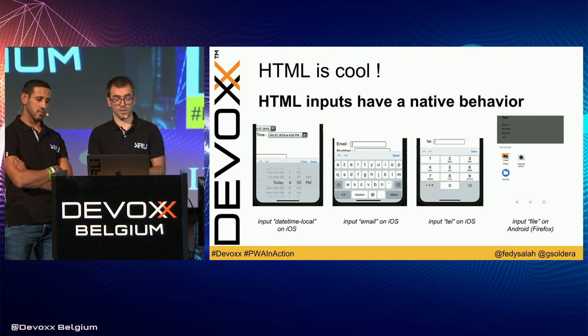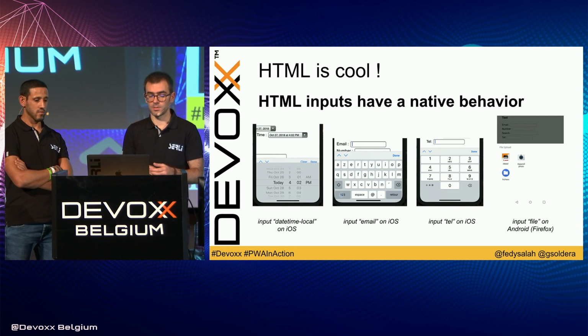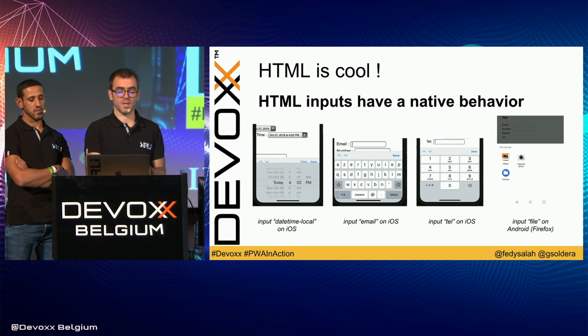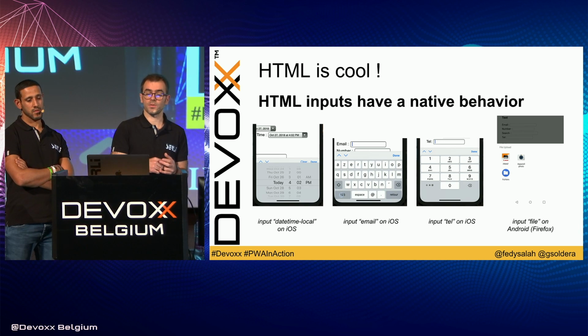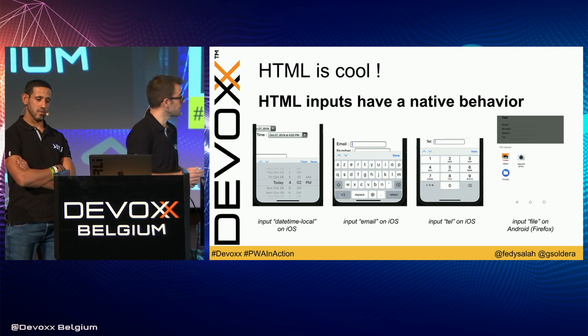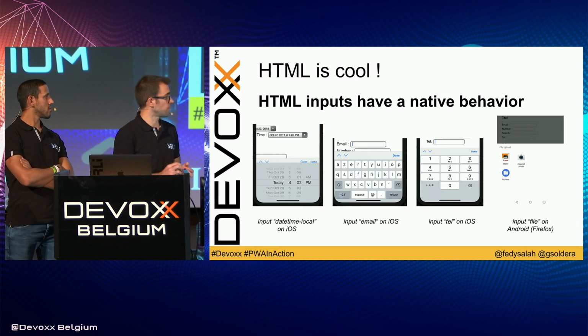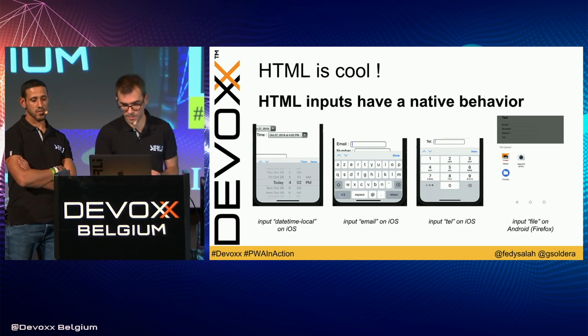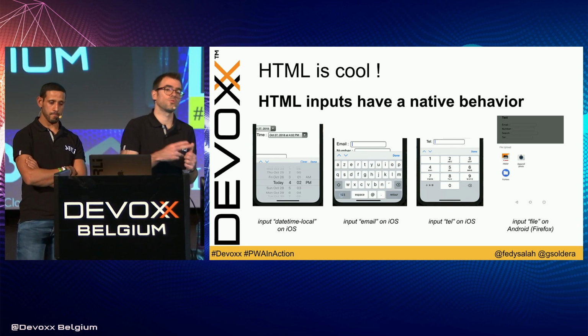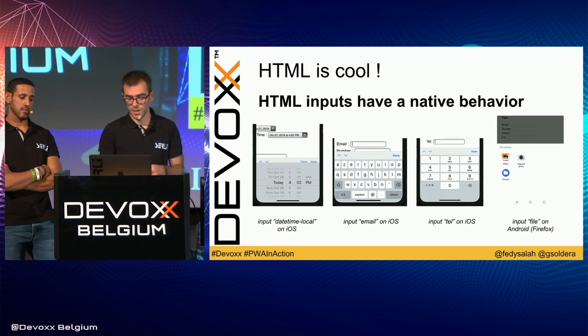The input email type, where you can see on the keyboard there is the @ character. For the input tel you have the phone keyboard, and on the right you have the input file with accept image, I think, where you can take a new picture or browse your folders.